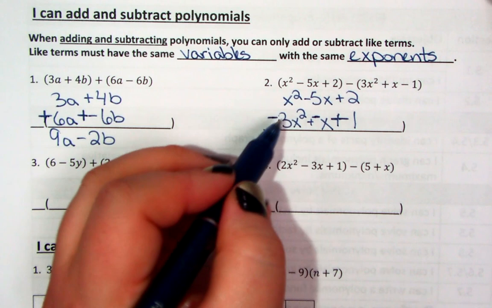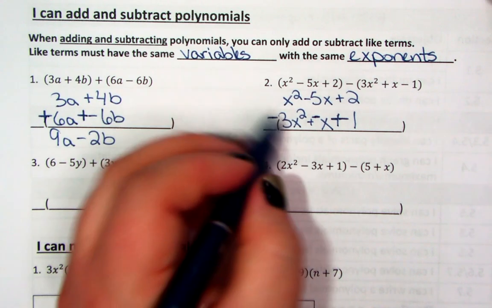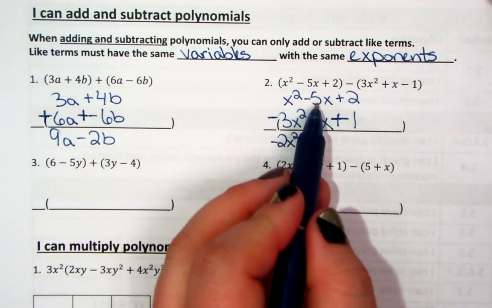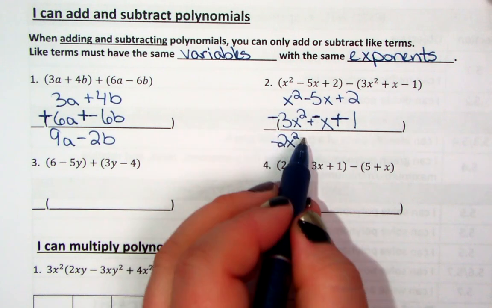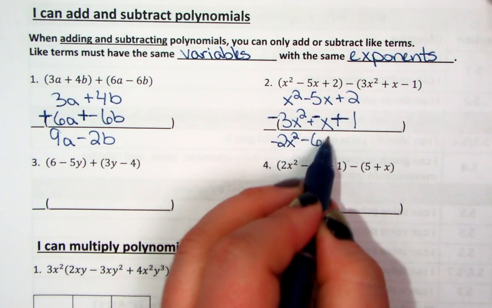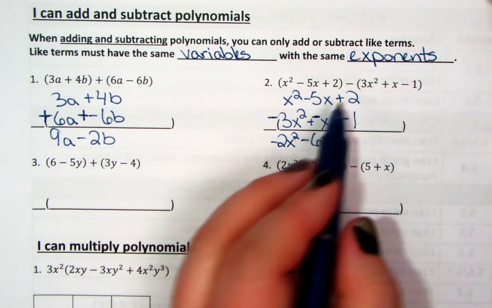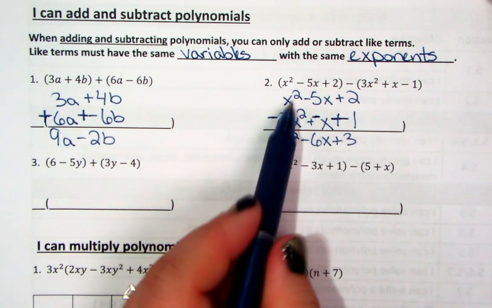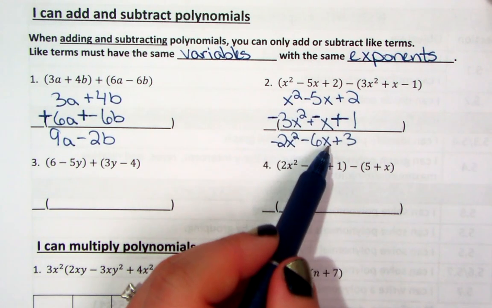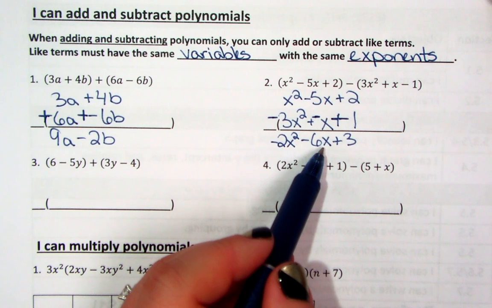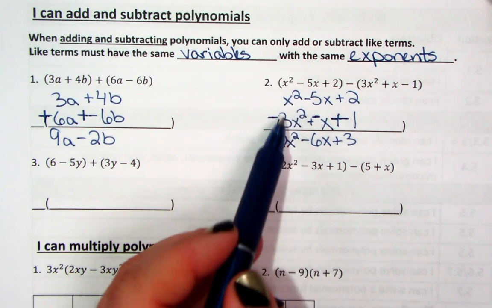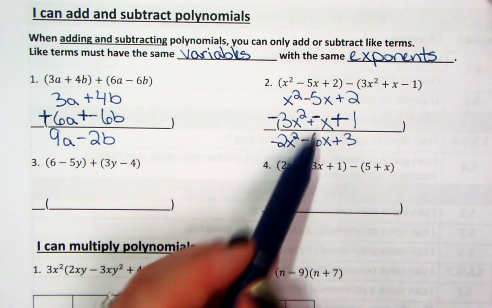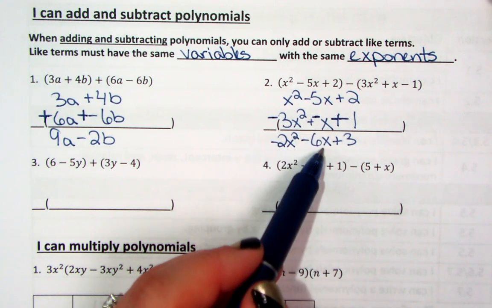So I have x squared minus 3x squared gives me negative 2x squared. Negative 5x minus 1x gives me negative 6x. 2 plus 1 gives me 3. And notice each time I combined the like terms, the variables and their exponents did not change. X squareds, when they're combined with other x squareds, remain as x squareds. X's combined with other x's remain as x's.